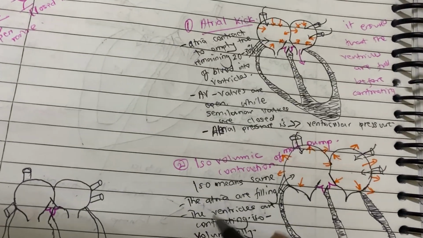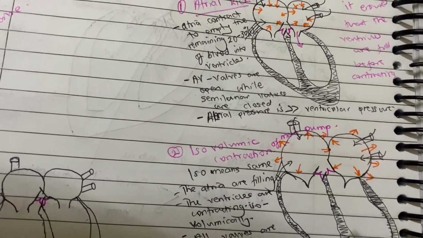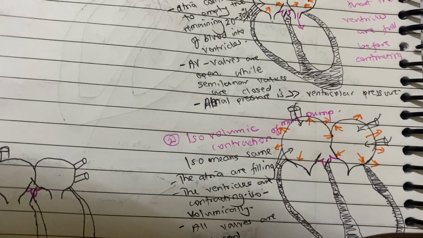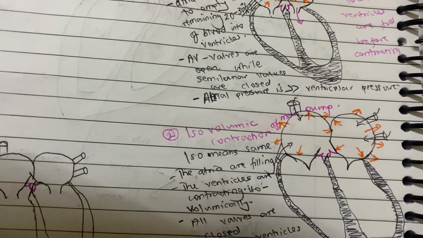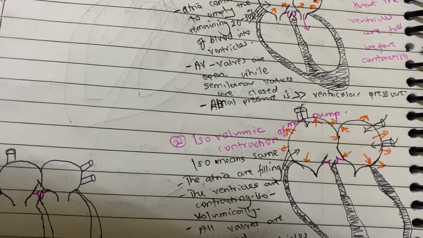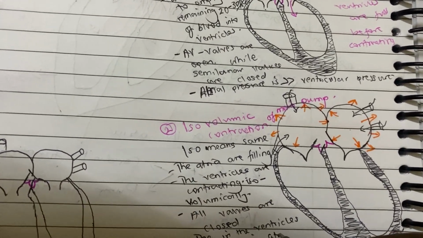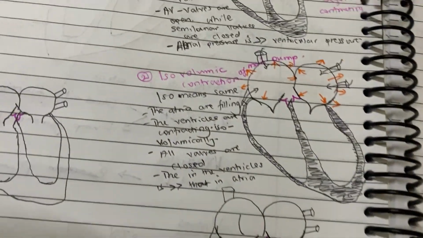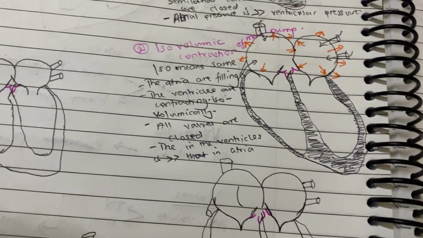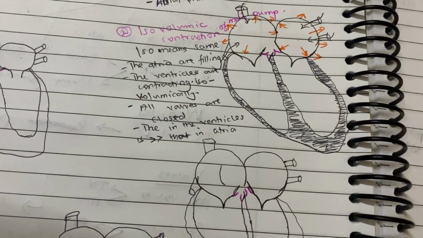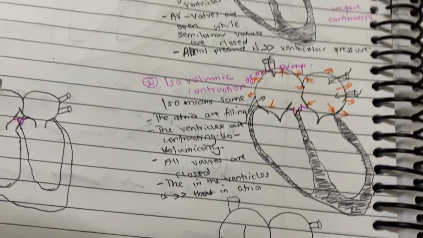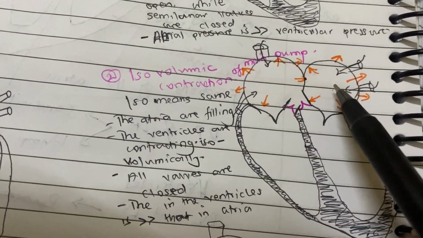The pressure in the ventricles, we have to say that the pressure is more than that in the atria. Why is it more than that in the atria? How do we tell? Because the atrioventricular valves are closed. Whenever the valve closes, there is a pressure difference. So here they are low pressure now.